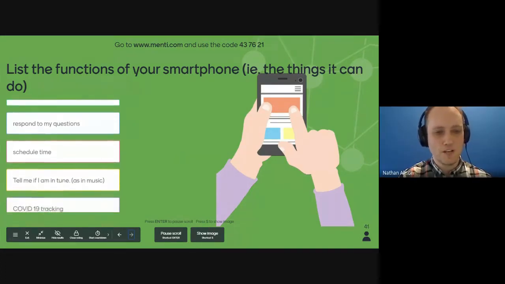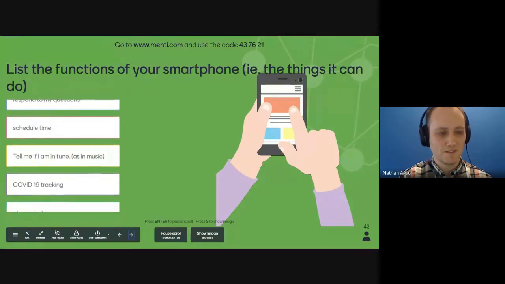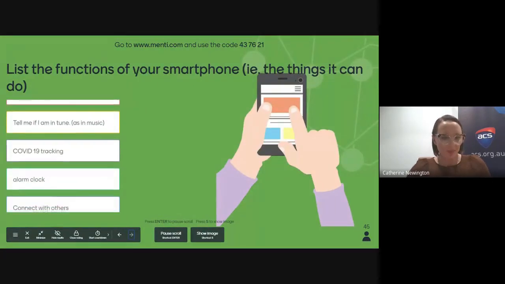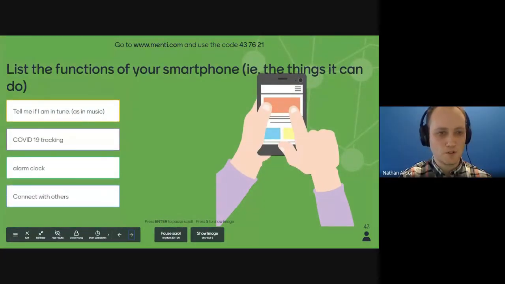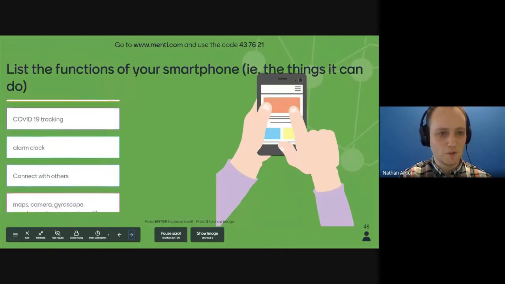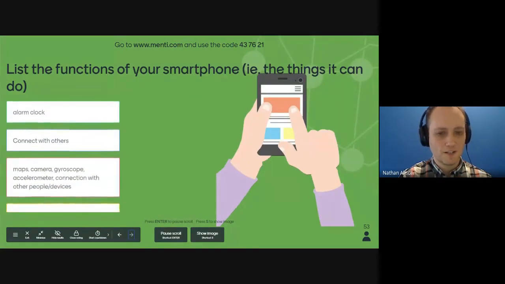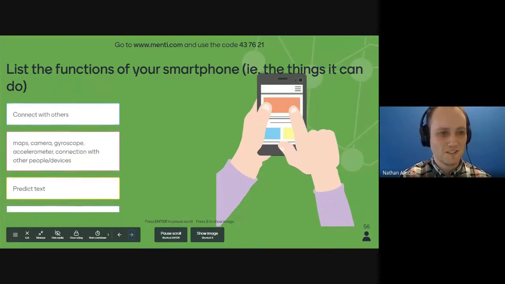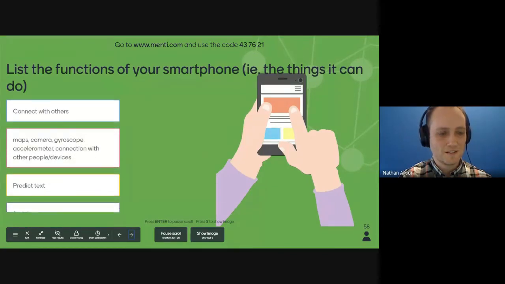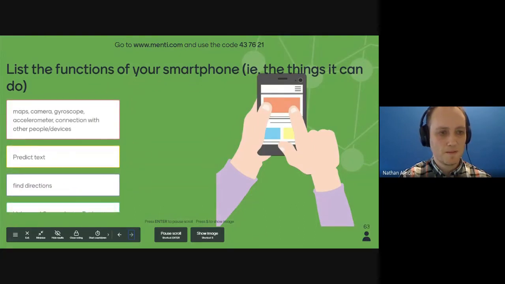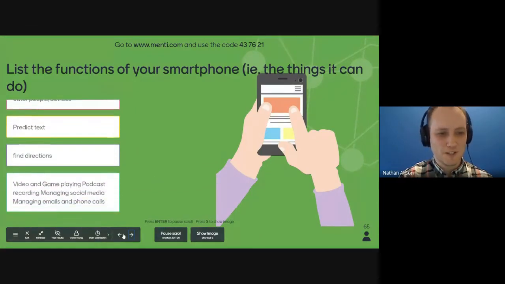Tell me if I'm in tune. Yeah, I've seen those tuning apps. Alarm clock as well, absolutely. Again, sorry if yours isn't coming up here. There should be 3 columns on the screen, but that's okay. Connect with others. I can see some people have put in multiple suggestions. Predict text. Find directions. Okay. I know you probably got more, but obviously there's a lot, isn't there?